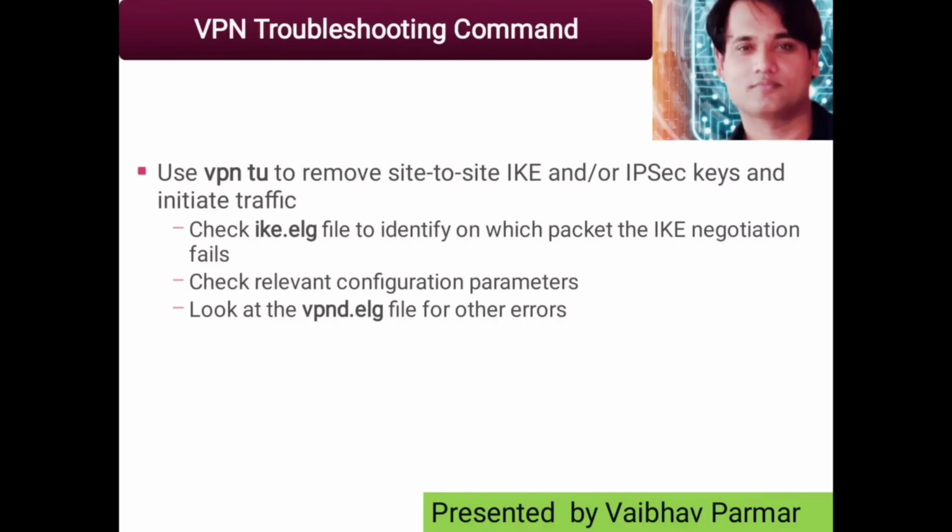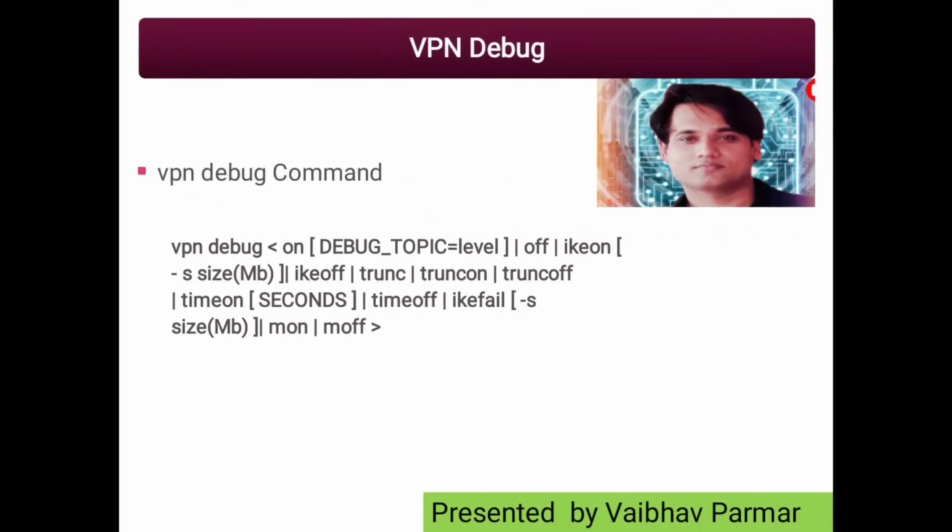Let's look at the VPN debug command and its syntax. The command vpn debug contains multiple utilities for troubleshooting VPN issues. The following lists all options for the command: vpn debug on, debug topic equal to level, IKE on. I'm just reading the command. You can refer to the command as shown on the screen. You can also run -help on the command to see a description of all the parameters.